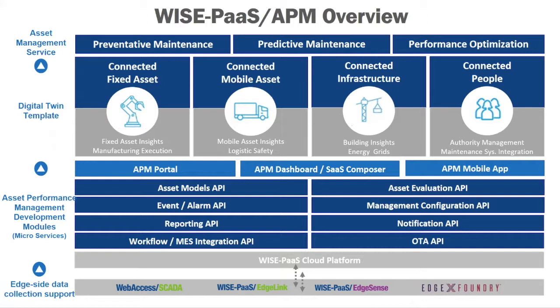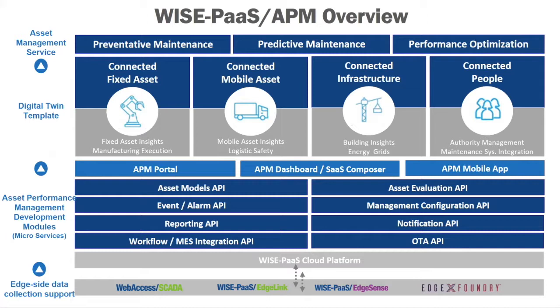So you can see that there are many kinds of microservices in APM, like asset model, asset evaluation, event alarm, management configuration, reporting, notification, workflow and MES integration, and OTA. All these microservices provide RESTful APIs to let our partners do secondary development.